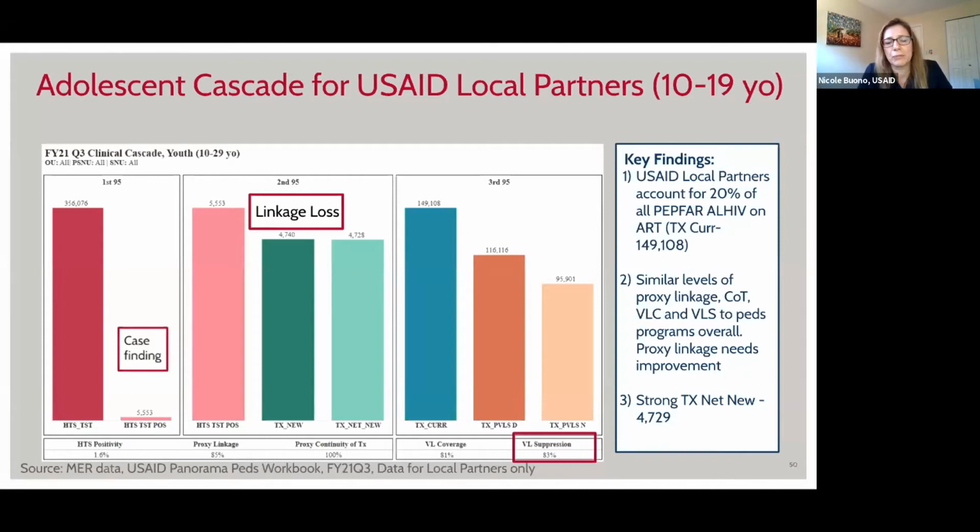Viral load coverage and viral load suppression for adolescents is slightly higher than for children, but we know that this is also an area for improvement. Next slide.